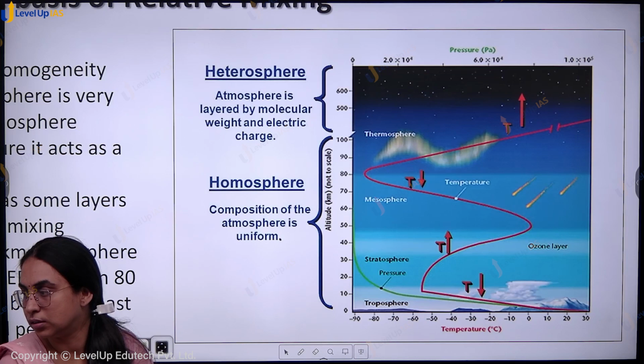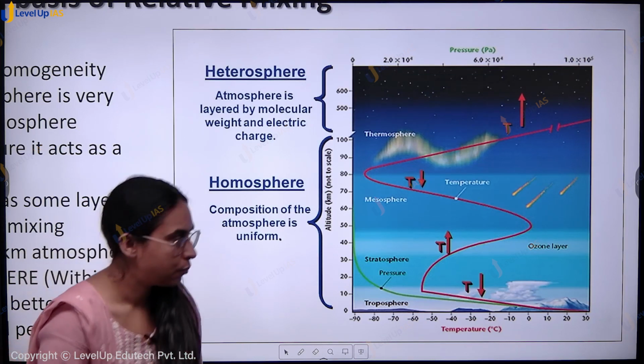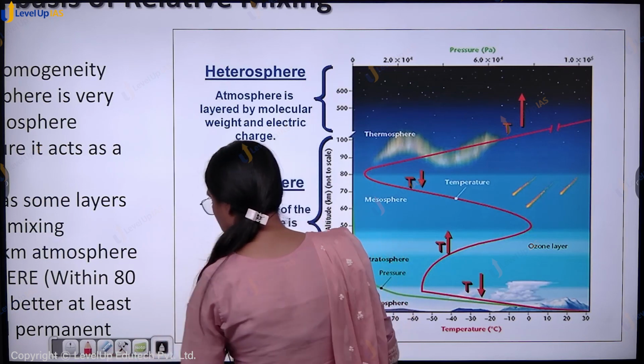ठीक? नहीं लिखा? क्या मिस हुआ बताओ? ये वाला टेम्परेचर वाला पूरा लिखने की जरूरत नहीं है, सिर्फ इतना लिख लो.